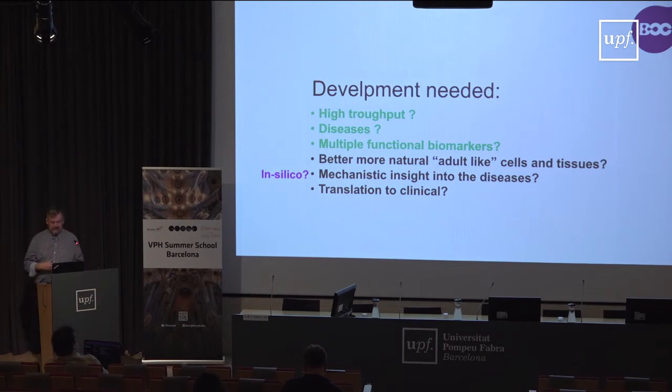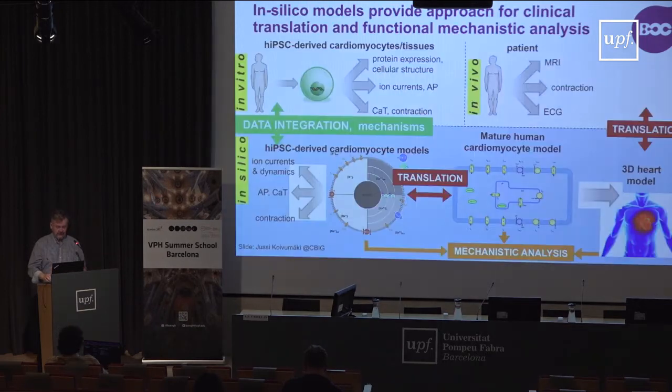So we have shown that you can have higher throughput, you can have diseases, multiple biomarkers, but how about mechanistic insight into disease and translation? Maybe the in silico would work. So finally, I go to in silico. A lot of work in vitro, and this is actually a slide made by Jussi Koivumäki, who is a kind of lecturer now in Tampere and part of my group. An idea really is that I put my mouse there.